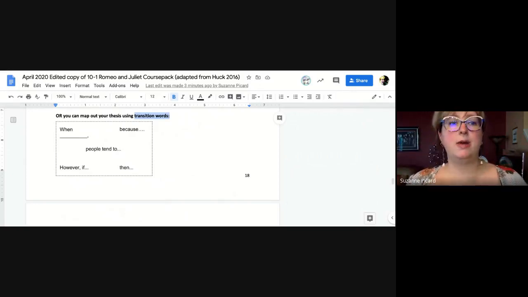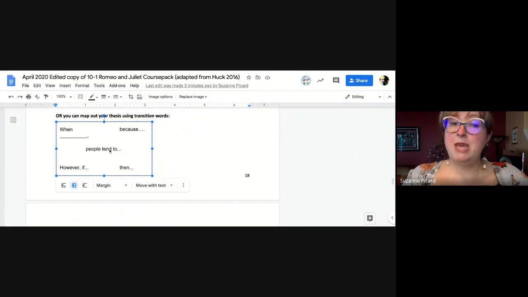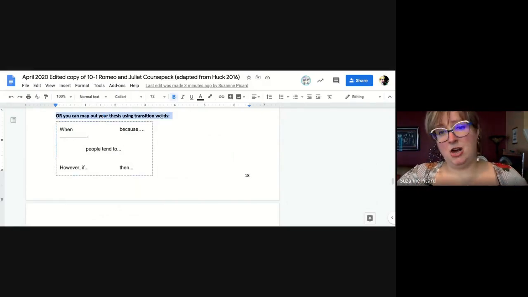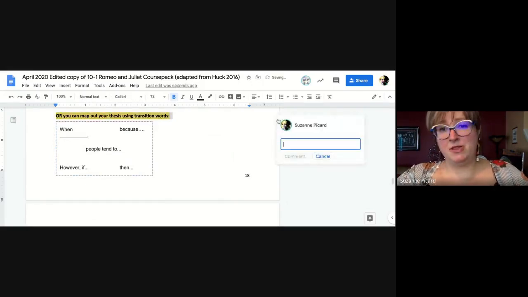So I will say, when something happens, comma, people tend to behave in a certain way because of this reason. However, if they decide to act differently, then. So it's a little map around that box that will help you to establish a thesis idea. It's not required, but it might look something like this.